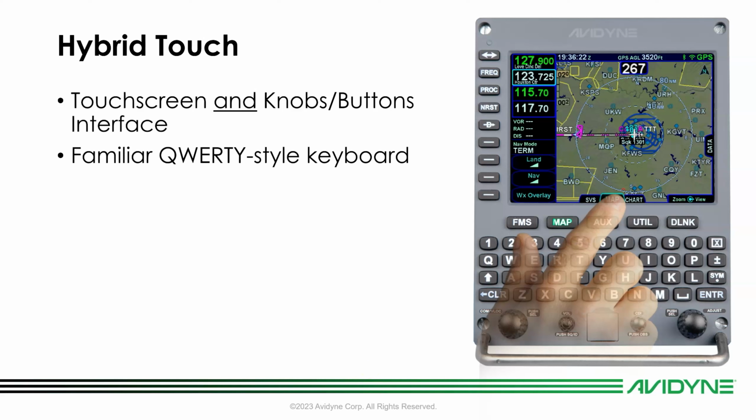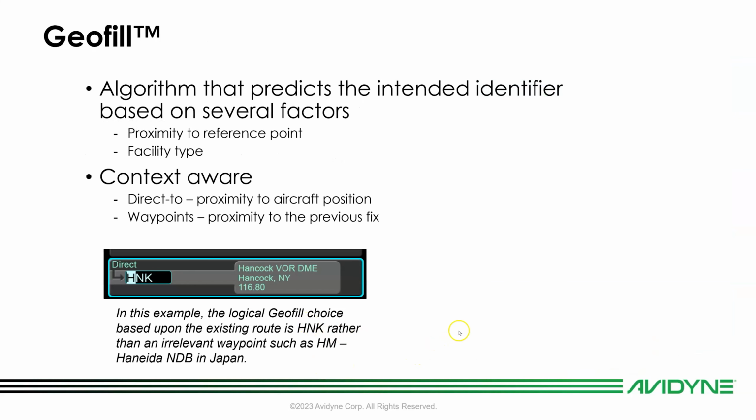The keyboard, instead of being an alpha keyboard ABC, is a QWERTY style keyboard, which for all of us who are using computers every day, and certainly with smartphones nowadays, is very familiar and much easier to find your way around. The Geofill algorithm I mentioned is designed to more quickly predict the waypoint as you're starting to enter it. And the way it works is it's context sensitive. So as you enter a waypoint, if it's direct to, it'll be in proximity to your aircraft position. If it's in the middle of a flight plan, it's based on proximity to the previous fix.